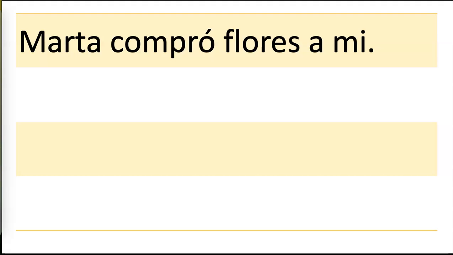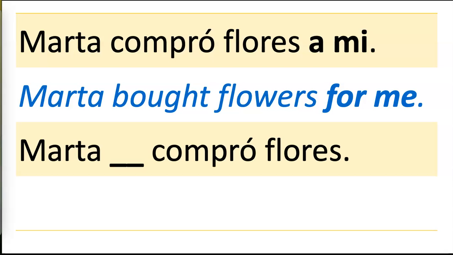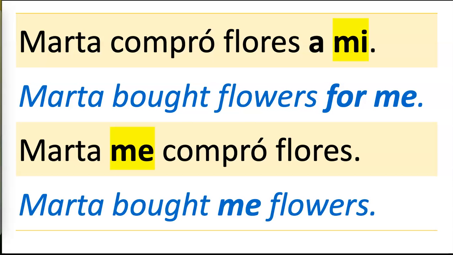Marta compró flores a mí. Give you a second to translate that. Marta bought flowers for me. What did Marta buy? For whom did Marta buy the flowers? A mí. She bought them for me. Go ahead and fill in the blank. Marta me compró flores, and me replaces a mí, and now it means Marta bought me flowers.